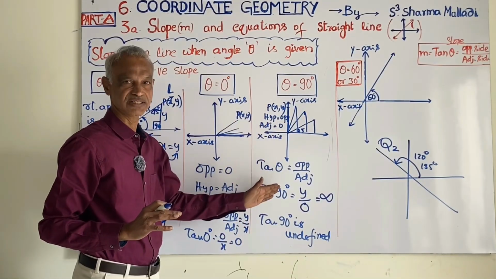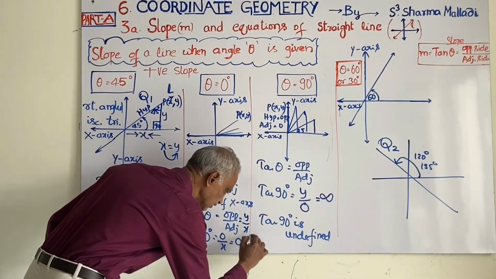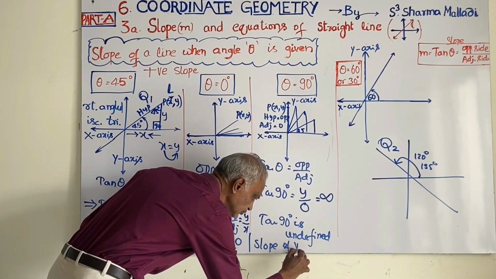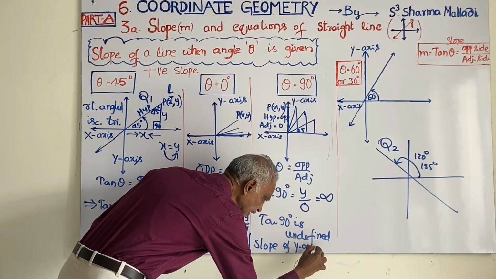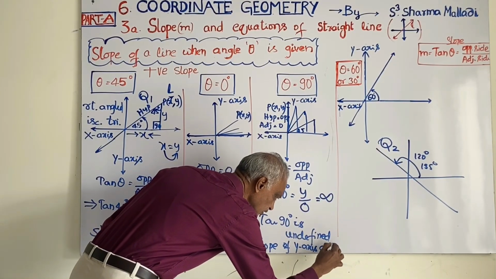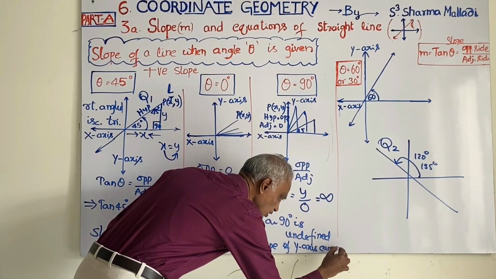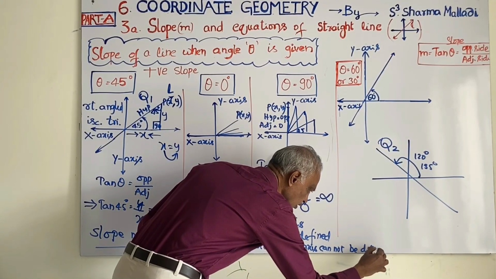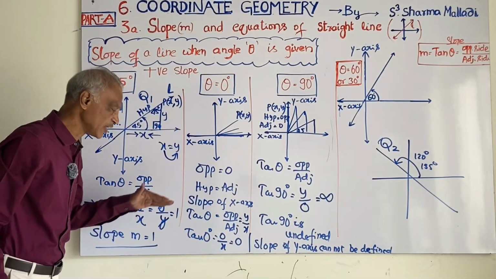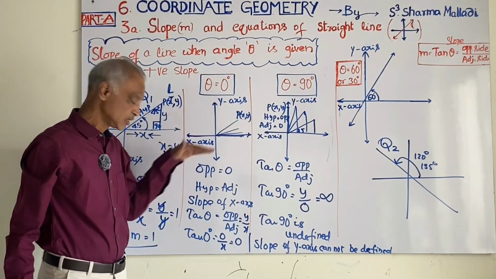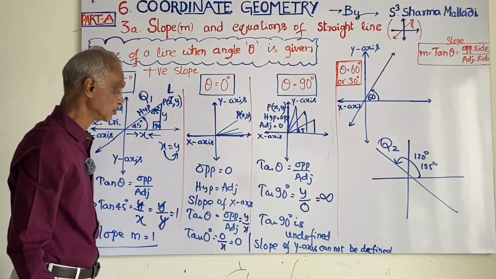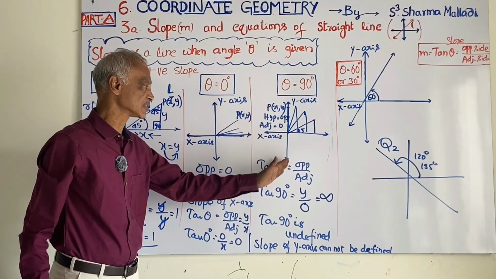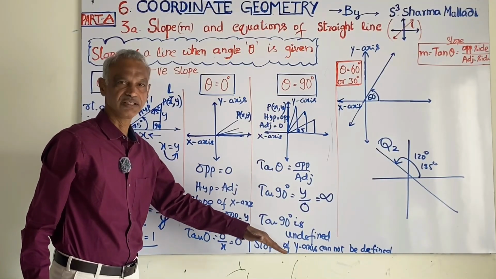The slope of the y-axis cannot be defined. When theta is equal to 0, the slope of the x-axis is 0, and when theta is equal to 90 degrees, the slope of the y-axis, the slope of this line, cannot be defined.